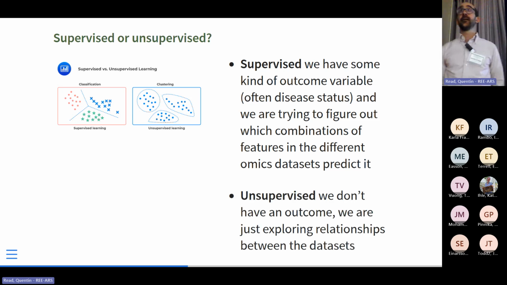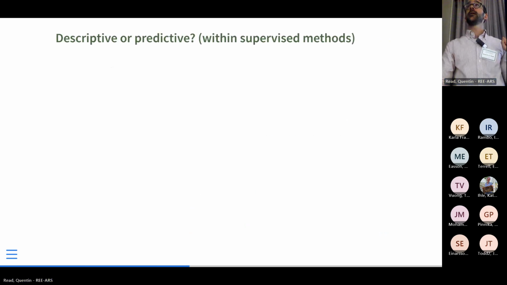Unsupervised does not have groups that the different observations belong to that we're trying to classify. We're just exploring relationships between the data sets and trying to find patterns in there without them being associated with a particular outcome. So any type of analysis we do is either going to be supervised or unsupervised. That's like the broadest category you can divide them up into.